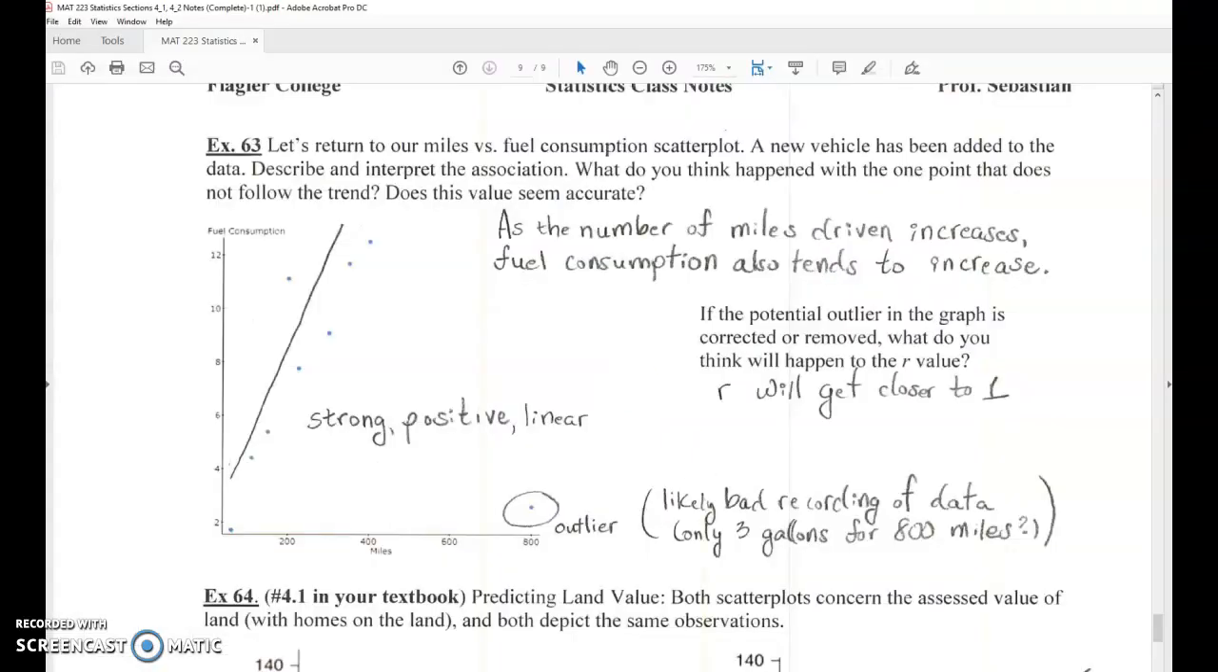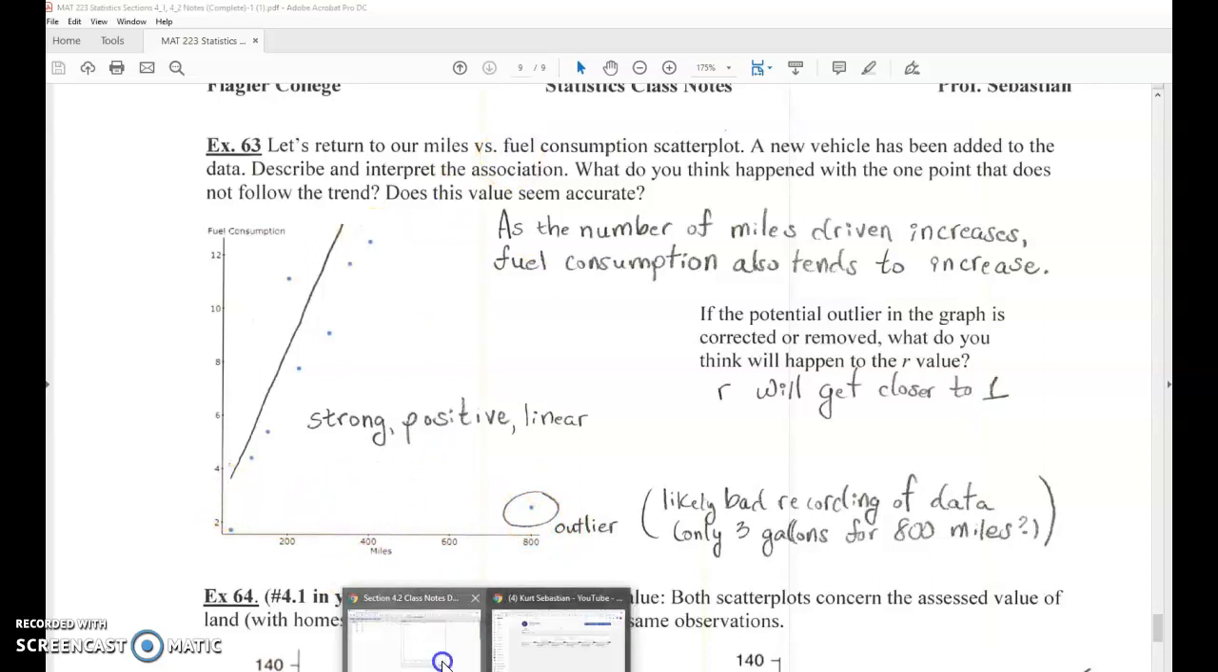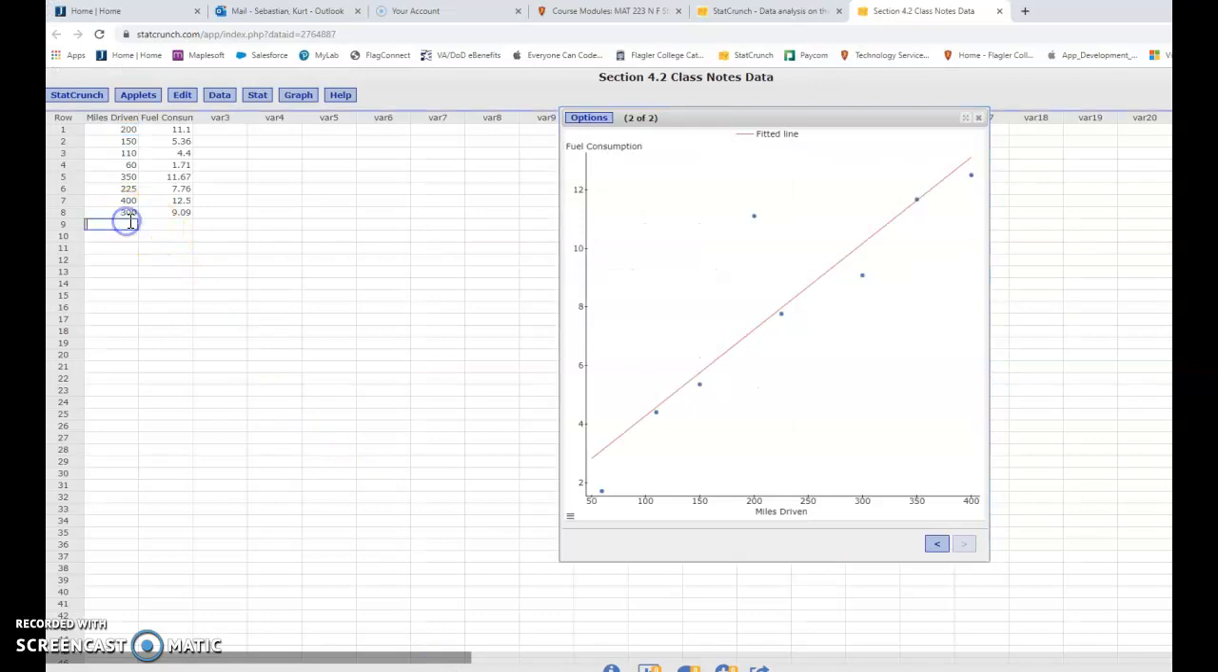Okay, so going back to the notes, in this example, I added a new vehicle, and I wanted to describe and interpret the association. Notice the scatter plot looks a lot different. These were the points I had before, but I added a new data point out here at about 800 miles and 3 gallons. So let me go back and add that point so you can see it. I'm going to add 800 miles, and it only took 3 gallons. Pretty amazing car, huh?